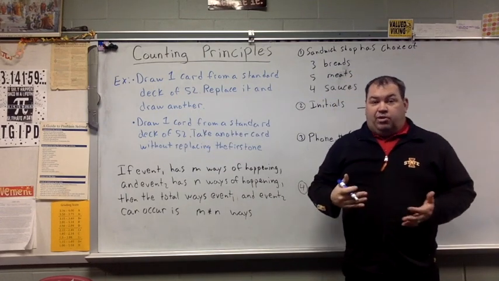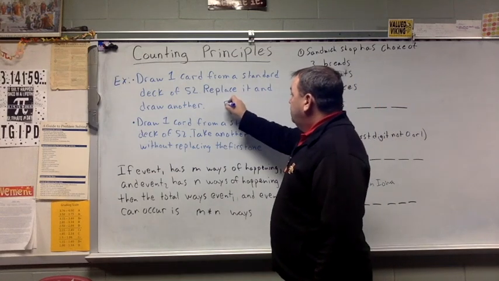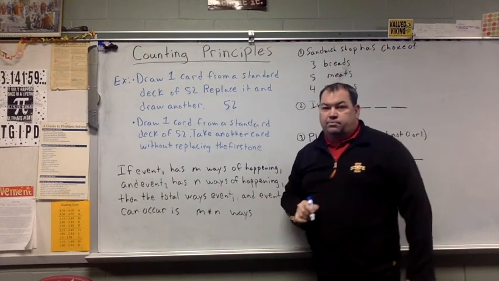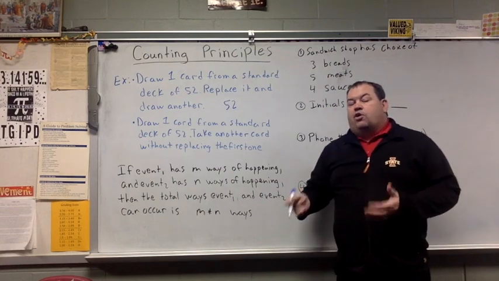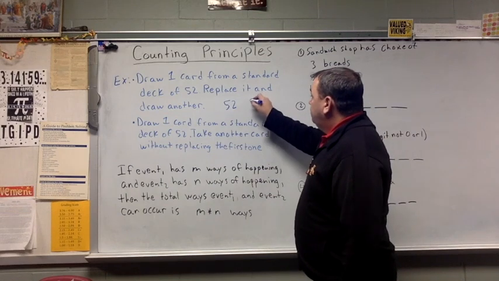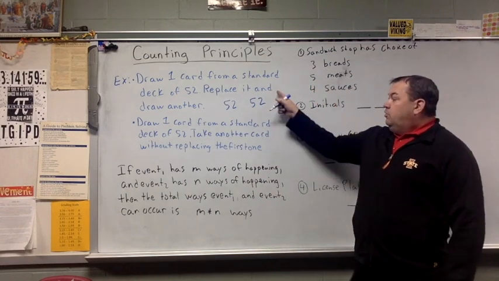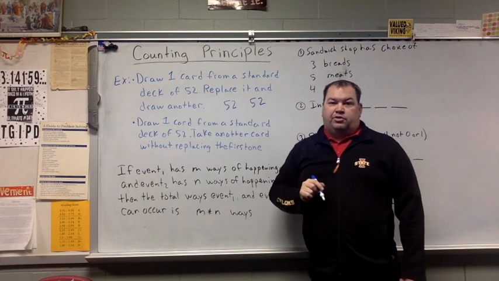So the first time when I draw that card, I'm going to get one card out of 52. So there are 52 choices. Now after I look at that card and put it back, I'm going to draw another card. There are still 52 choices. That's all because I replaced my first card.